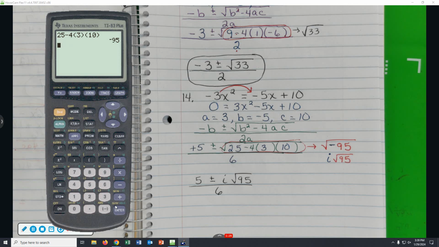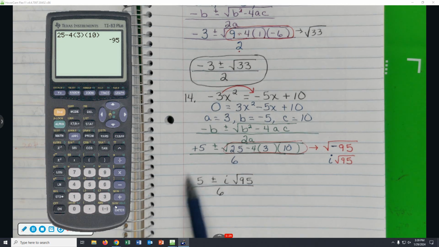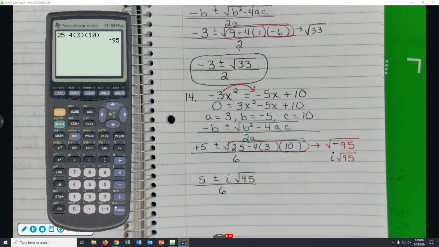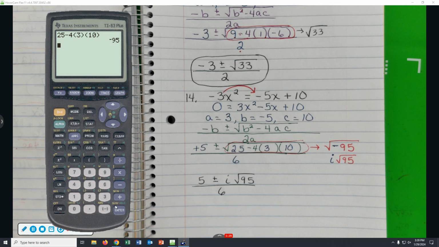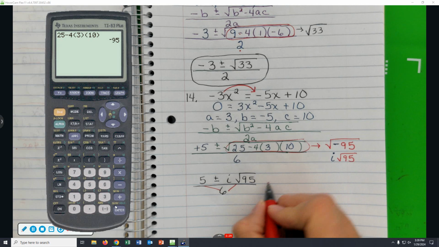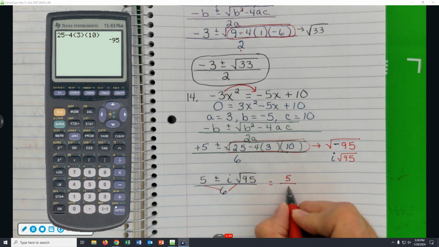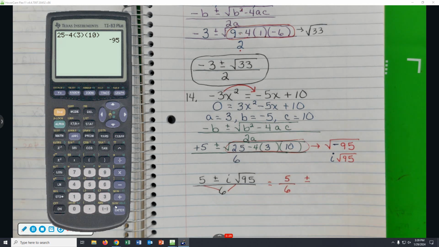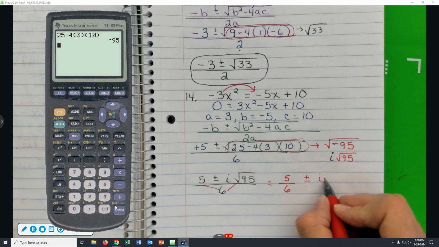And Pearson used to let you type this in, and it would take that as an answer. Then one summer, they do updates to the whole program, and big updates in December and June. One June, we come up here, and it no longer lets you leave it like that. What do you have to do? Separate it. 5 over 6, then plus minus. Notice you can't reduce 5 6. i square root of 95 all over 6.